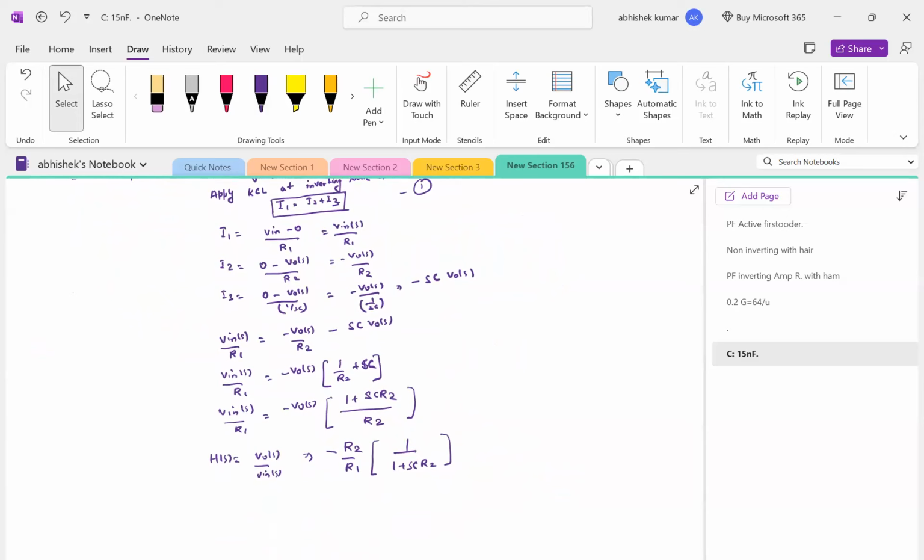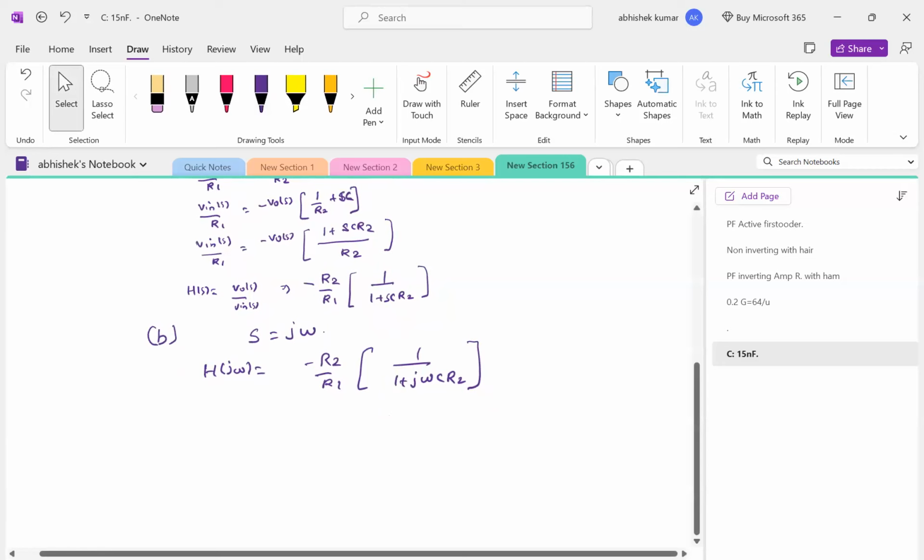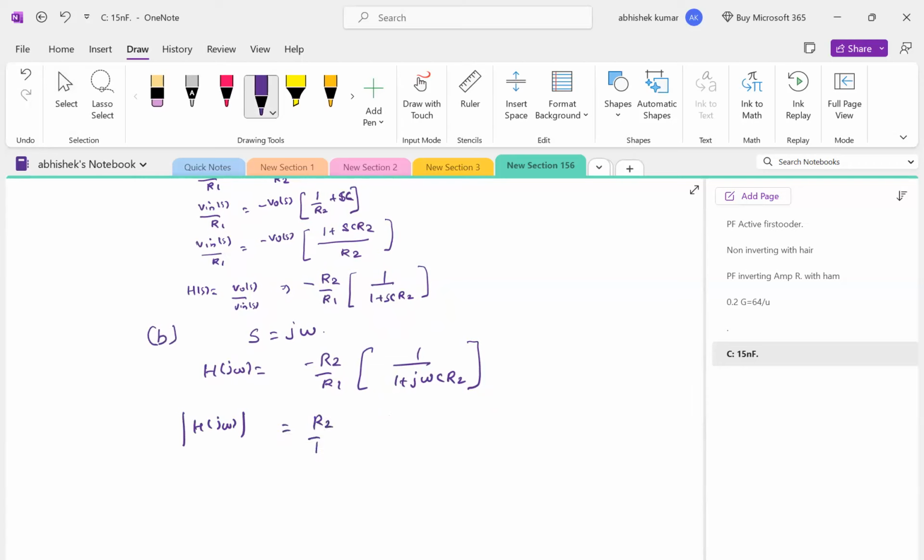Now they are asking in part B the magnitude of H j omega. S is nothing but j omega, so in place of S, I will put j omega. I will get H j omega equal to minus R2 by R1 into 1 by 1 plus j omega C R2. Understood? Now I have to find the magnitude. Can you find the magnitude of this one? Magnitude of this one will be R2 by R1.